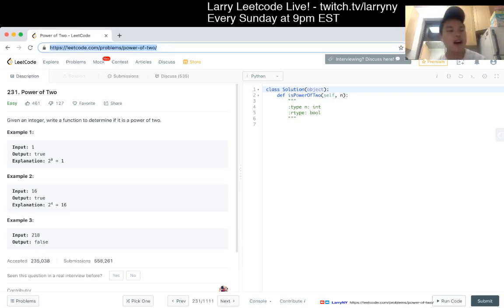231, power of 2. Given an integer, write a function to determine if it is a power of 2. Yeah, there are a couple of ways to do it.